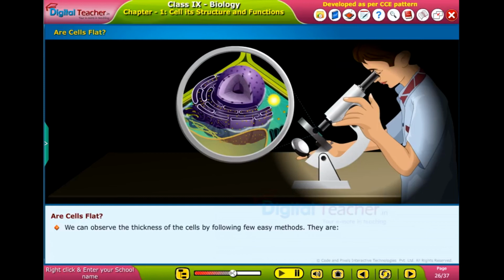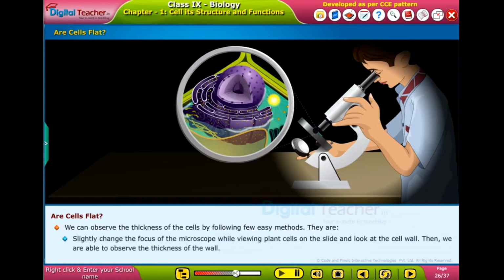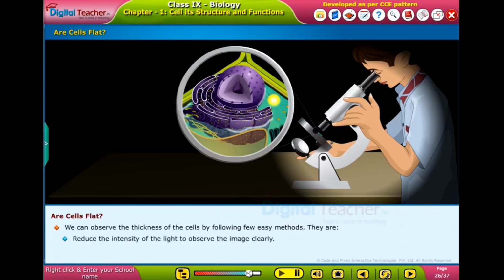They are: slightly change the focus of the microscope while viewing plant cells on the slide and look at the cell wall. Then we are able to observe the thickness of the wall. Reduce the intensity of the light to observe the image clearly. Easiest way is by changing the focus while viewing plant cells.